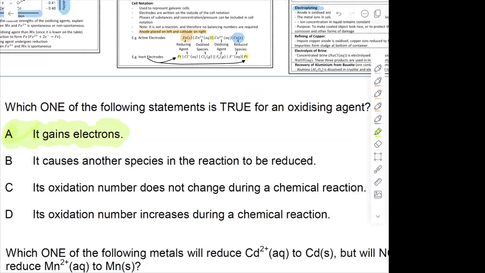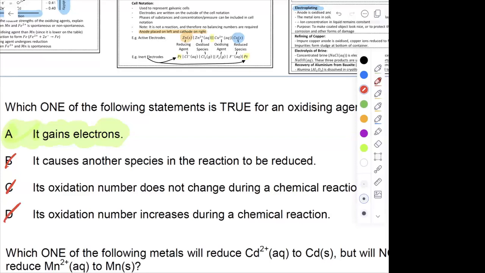Very, very important. So if it undergoes reduction, why would it not be B? Because it can't cause something else to be reduced. It's an oxidizing agent. It causes something else to be oxidized, right? So it can't be B. Oxidation number does not change? Of course it'll change. It's undergoing a redox reaction. And then its oxidation number increases during a chemical reaction? No, it doesn't. If something is reduced, its oxidation number will decrease. So let's take that down.